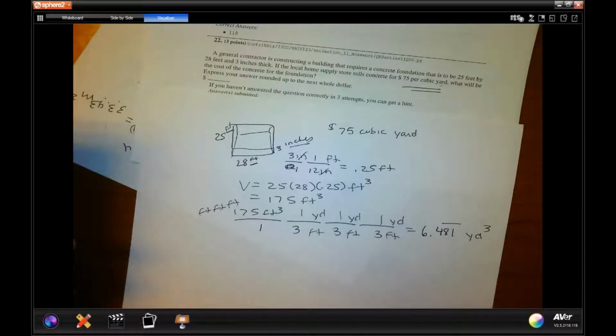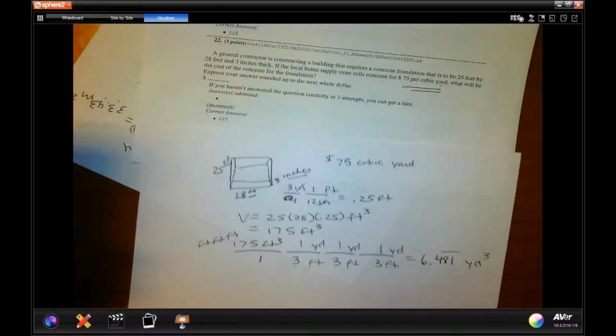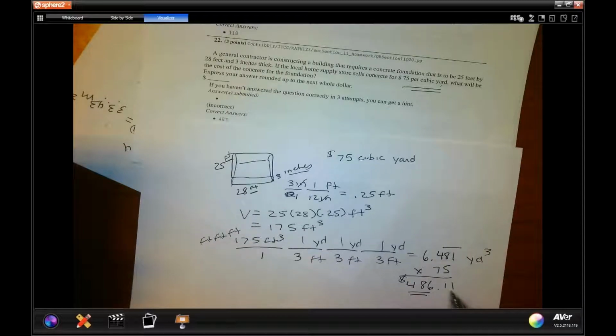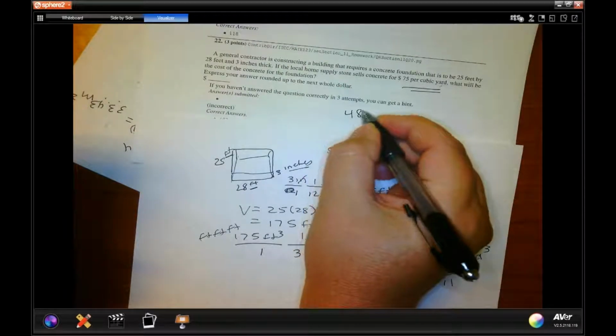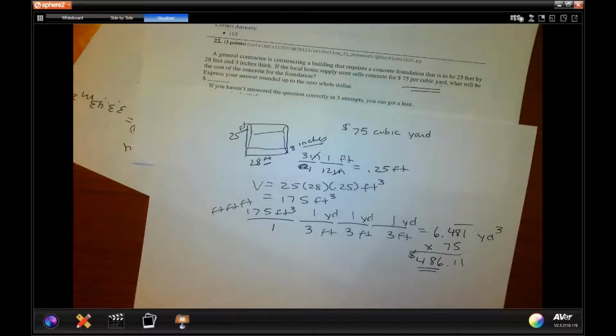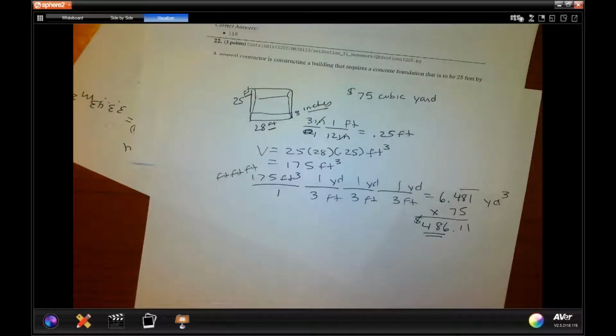Okay. Taking that times $75, I get $486.11, and they got 487. So hopefully it would take the 486. The parameter would be strong enough. So they went a different direction rounding than I did.